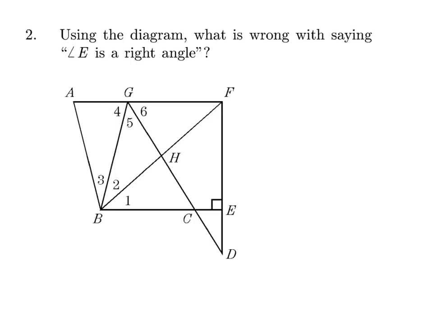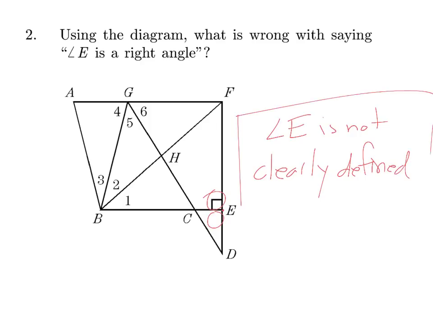Using the diagram, what is wrong with saying angle E is a right angle? Well, we have this point E here, and you could be talking about either angle here. You don't know which one you're talking about. So you would just say angle E is not clearly defined. That's one way of describing it. There's many different ways.